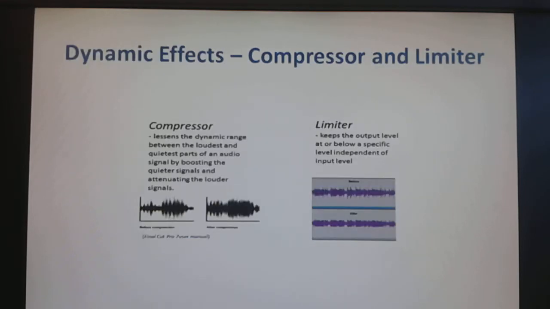Starting with dynamic effects such as compressors and limiters. Compressors decrease the dynamic range by attenuating the louder signal and boosting the quieter ones. So what you get is like these highs and lows after compression that will look more squashed together. And the limiter will keep the output level at or below a specific level. And here you can see all these peaks, and here you see that they are more clipped off.